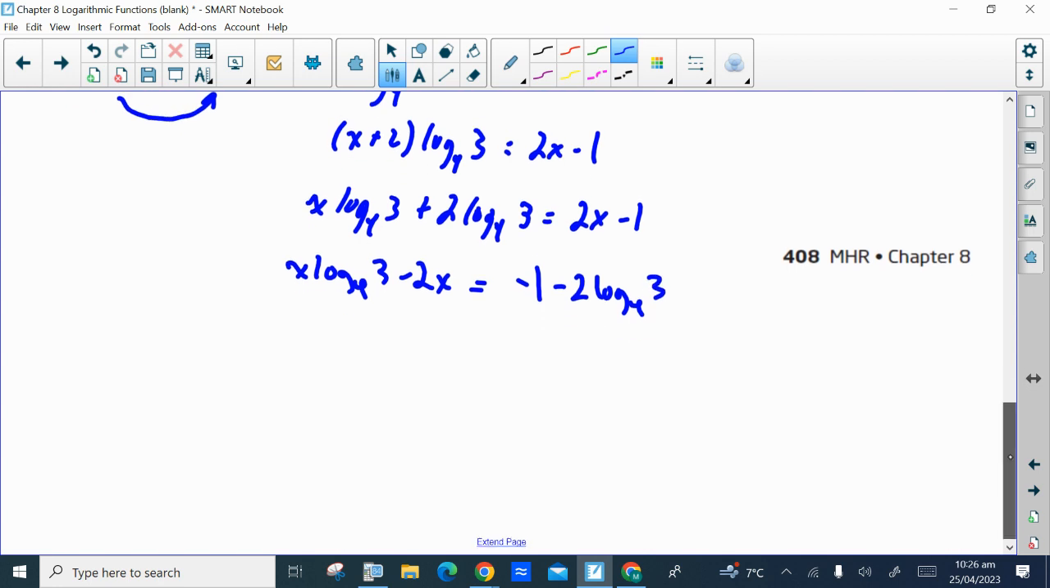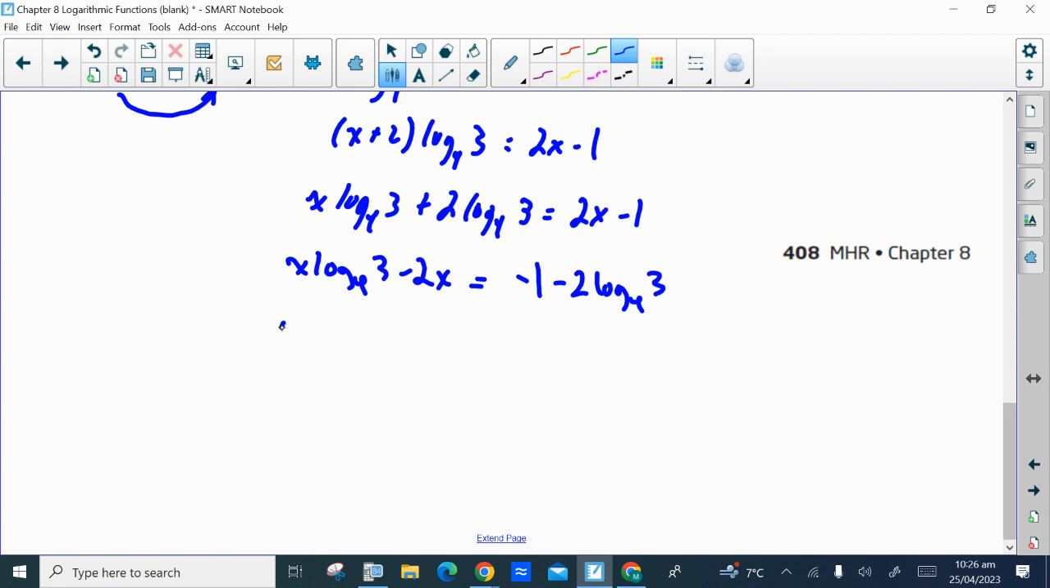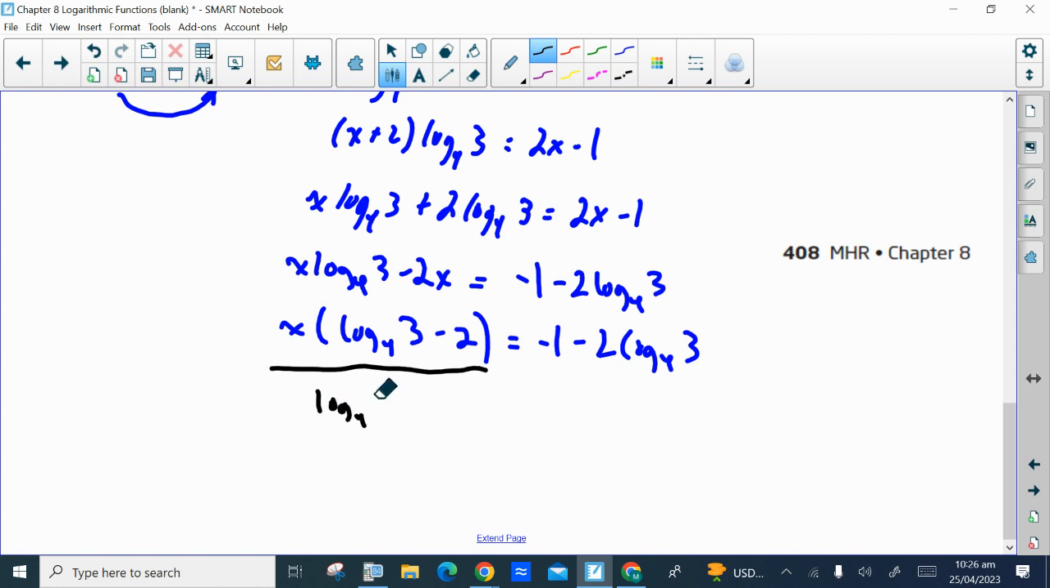So remember, I want to solve for x. I need to get x by itself. So on the left, I'll take out a common factor of x. And then we would divide both sides by what's inside the bracket to get x by itself. We would divide both sides by log base 4 of 3, take away 2. That is a factor. You can divide both sides by the same factor so that they cancel on the left and you do have x by itself.